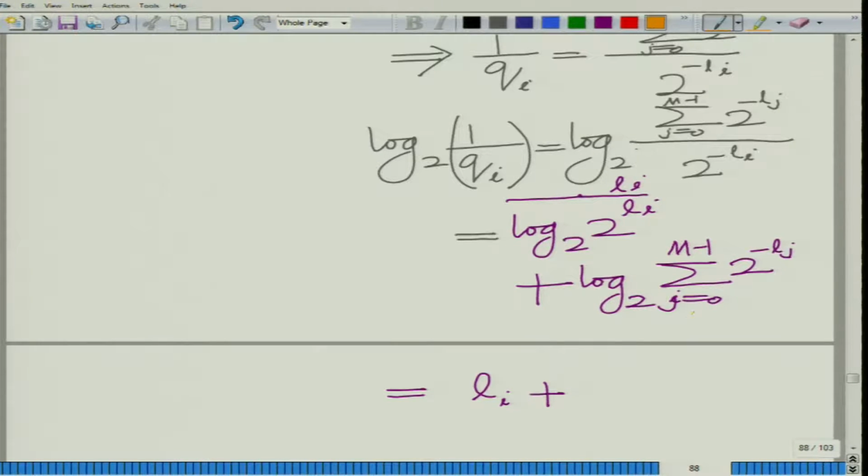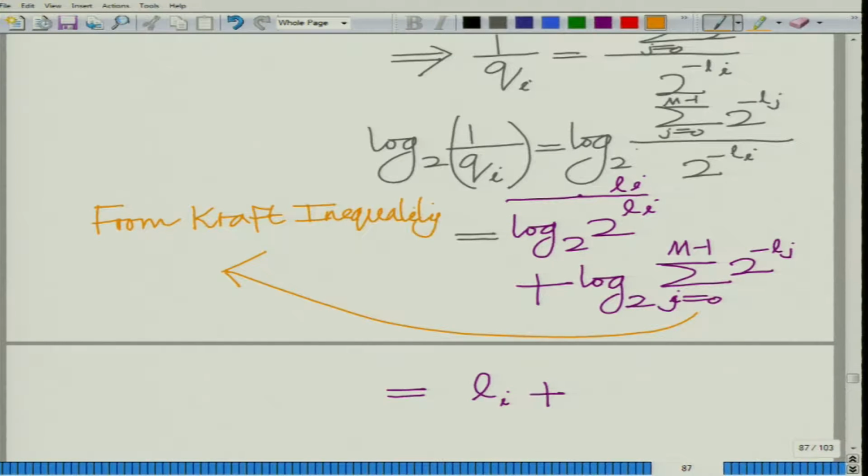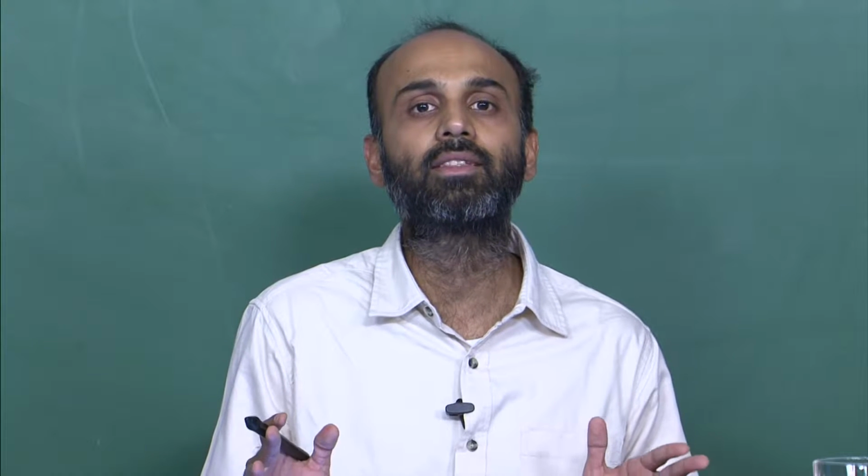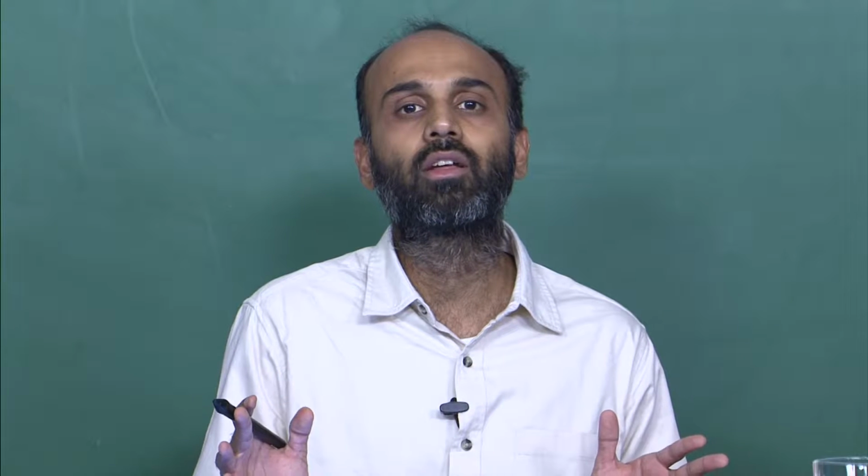Now, if you look at this quantity here, we know from Kraft's inequality, for any prefix code, that the summation j equal to 0 to m minus 1 of 2 to the power of minus Lj is less than or equal to 1. This implies naturally that log to the base 2 of the summation has to be less than or equal to 0, correct. Therefore, if we take the logarithm of that quantity, the log has to be negative.